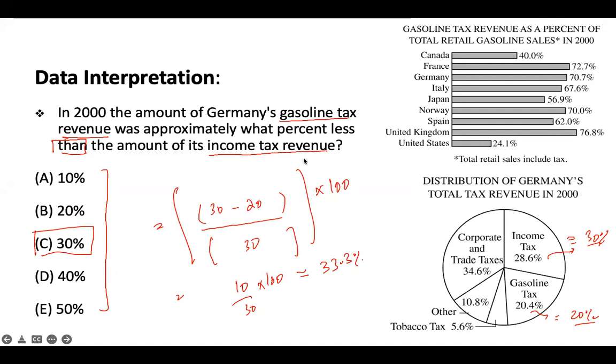So see the takeaways. Just see the options. The options are wide apart, that means you can approximate. Now just see the percentage is 28.6. Make this 30% to get a good whole number value, and make this 20%. You need to find how much less this is than that. So in the numerator we will have the change, and in the denominator we will have the bigger value, that is 30. So just multiply with 100 and you will get 33.3%. That's why the answer is option C.